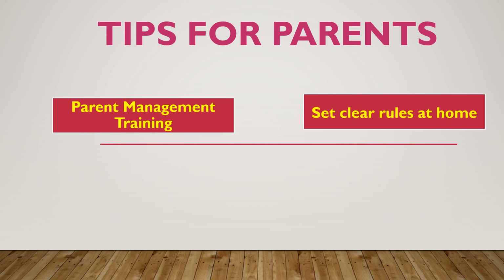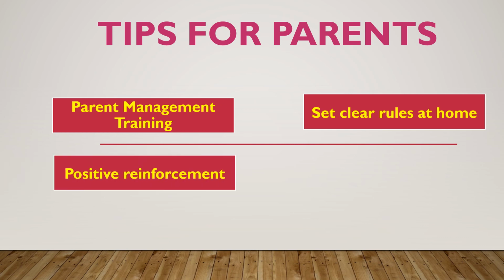Set clear rules at home. Establish rules that are reasonable, fair, logical, and consistent. The rules and the consequences for breaking them need to be enforced consistently. Positive reinforcement. Find ways to connect with your child. Often praise whenever and wherever possible, and make it a point to highlight one or more things that your child does right each day.